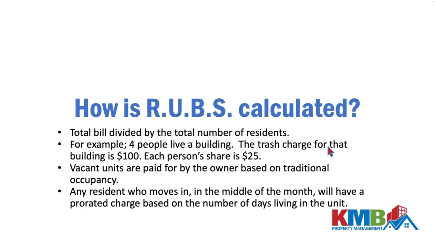Unit A, the landlord is going to pay the first half of the month, $12.50, and the new resident who's there for the second half of the month is going to pay the other $12.50. So in this case, it was actually divided by 5 total people. It's just that unit A's share was separated out.